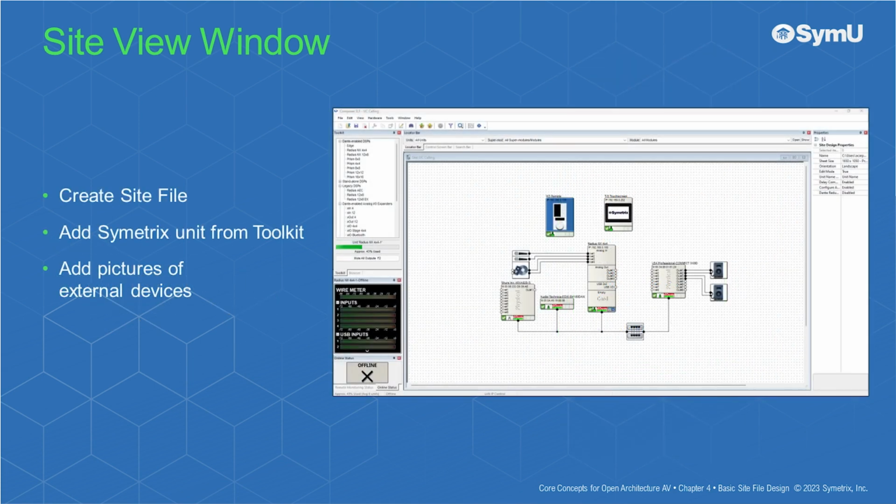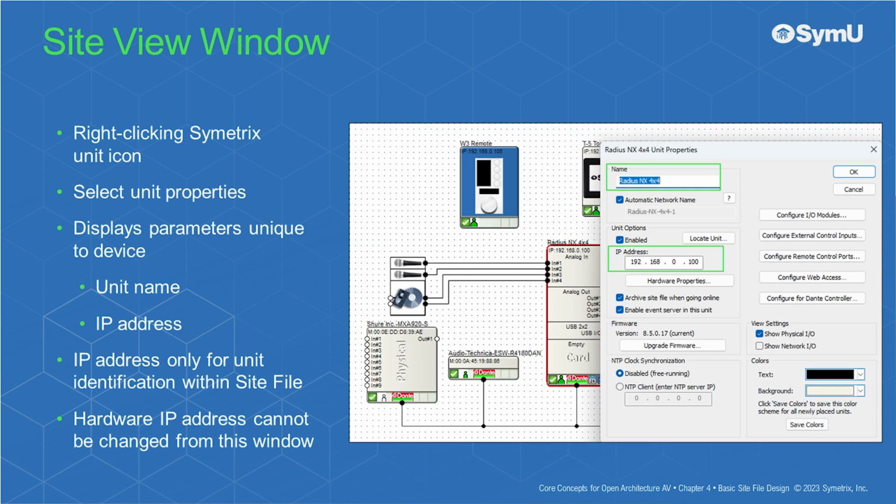To create a site, first add a Symetrix unit from the toolkit. Adding pictures of external devices, such as microphones or speakers, can help with organization of a site file. Right-clicking on a Symetrix unit and selecting Unit Properties displays parameters unique to that device, such as unit name and IP address. This IP address is only for unit identification within the site file. The hardware IP address cannot be changed from this window. To change the IP address of a Symetrix device, refer to the Network Port section in Chapter 2 that covers network connections.